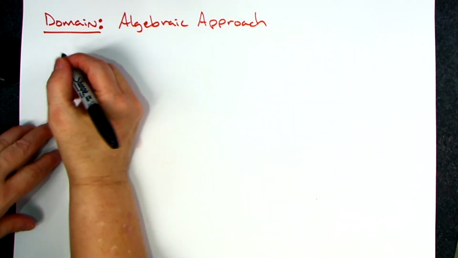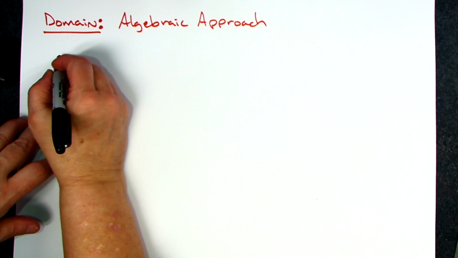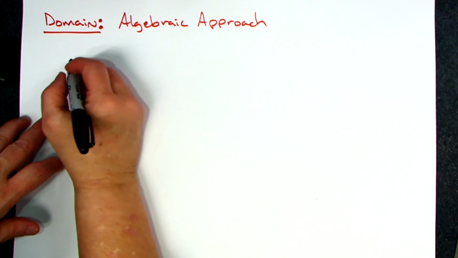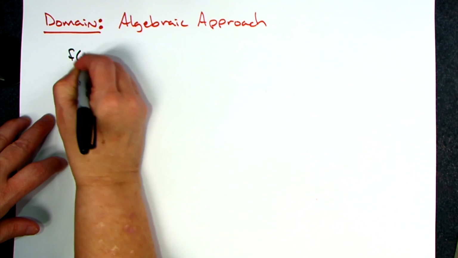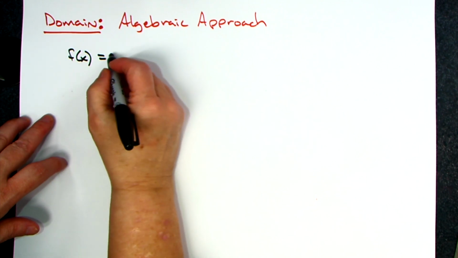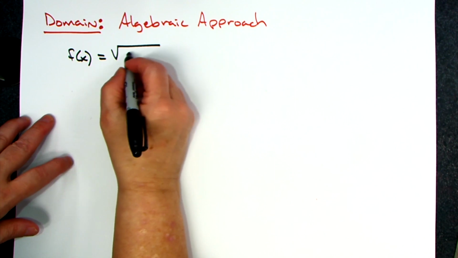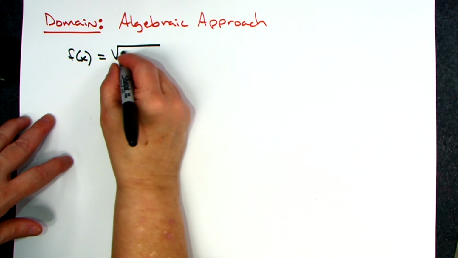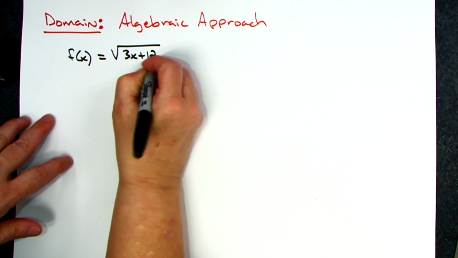All right, now I'm going to write a little thing here that's going to hopefully help you to remember. All right, let's do f of x is equal to square root, and let's just make up something, like 3x plus 12.